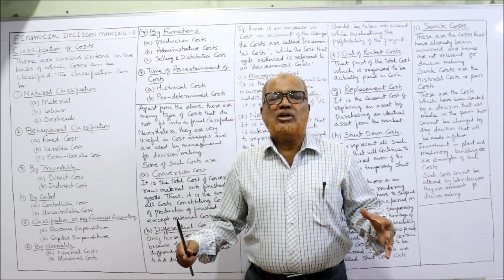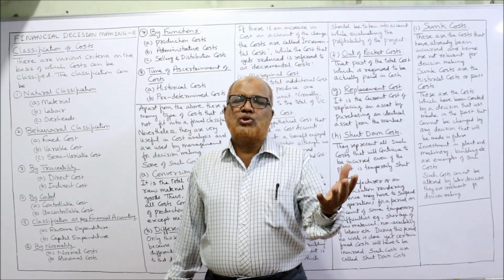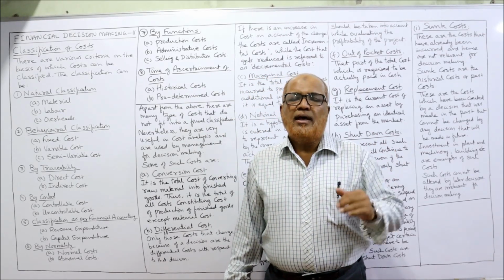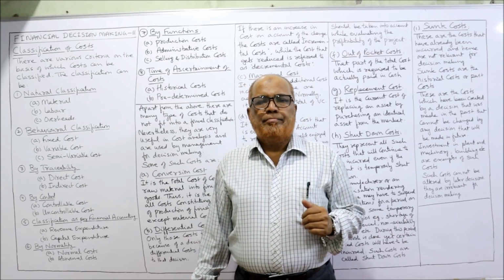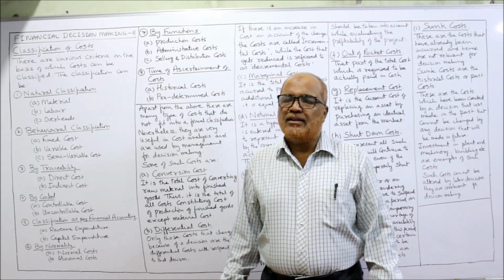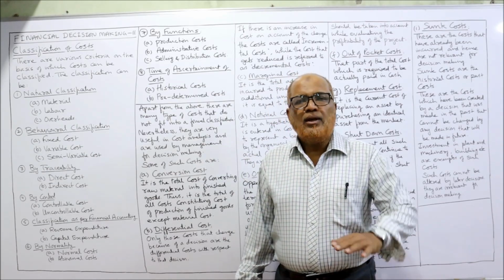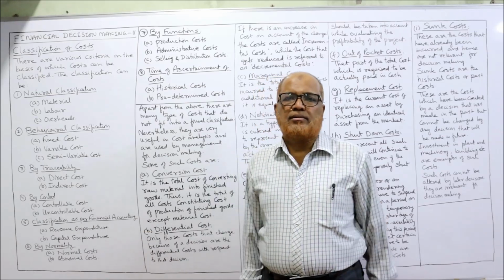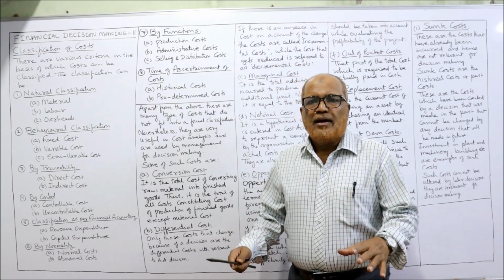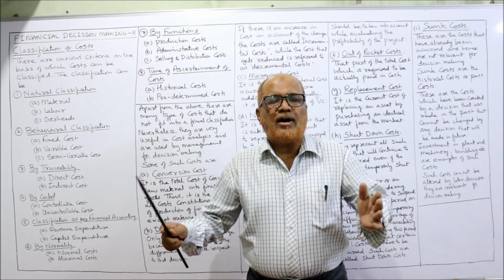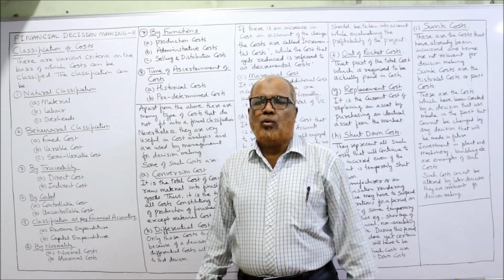In every manufacturing organization, material is used. The material is the first element of cost. Next comes labor, the labor employed in converting the material into finished goods. Then overheads, the common cost which is incurred on all the products. So in this way, according to natural classification, the costs are divided into material cost, labor cost, and overhead.